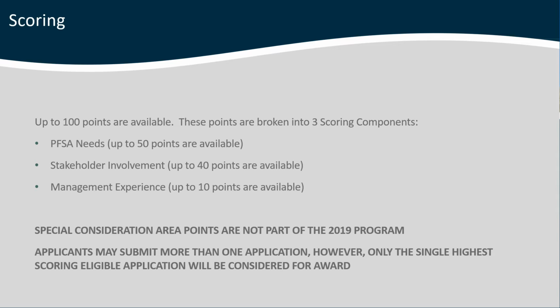And here's one of the significant changes that some people need to be aware of. The FOA for this year indicates that applicants may submit more than 1 application. However, only the single highest scoring eligible application will be considered for award. So you can submit more than 1 application. You may do that because you might have concerns that one would be found ineligible because broadband service is found, etc. However, only the highest scoring eligible application will be considered for award.